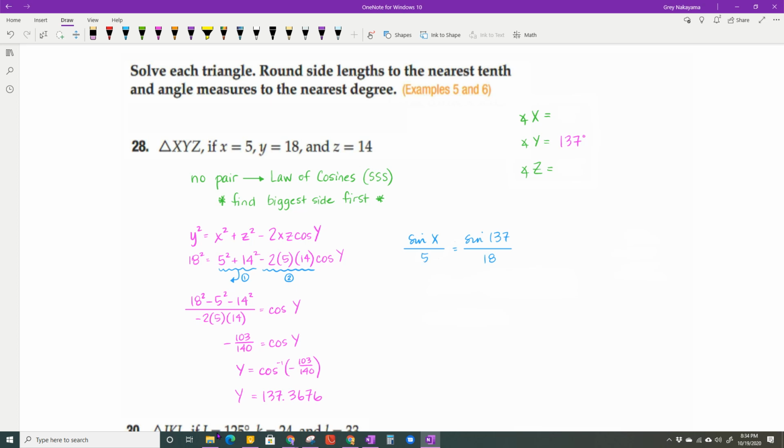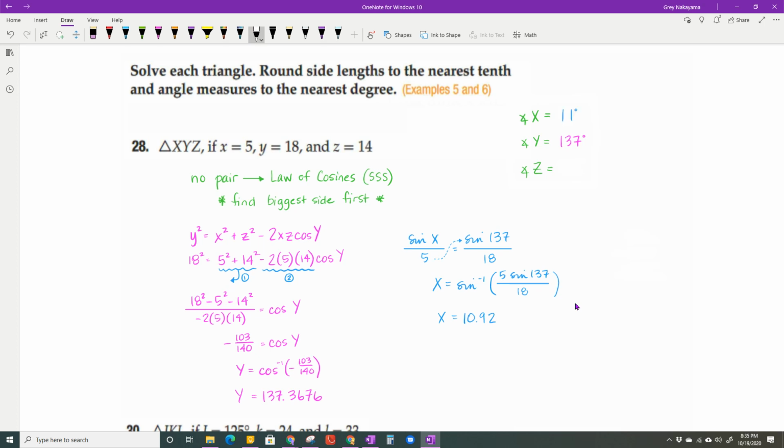But the variable that I'm looking for is on top, so I'm going to move my 5 in front and know that I'm looking for the angle. So x equals the inverse sine of 5 sine 137 over 18. And you can put that in class calc just like that. So you don't even have to have this intermediate step if you don't want to. You punch it in, and you're going to find out that x is equal to 10.92, which rounds to the nearest degree of x equals 11 degrees.